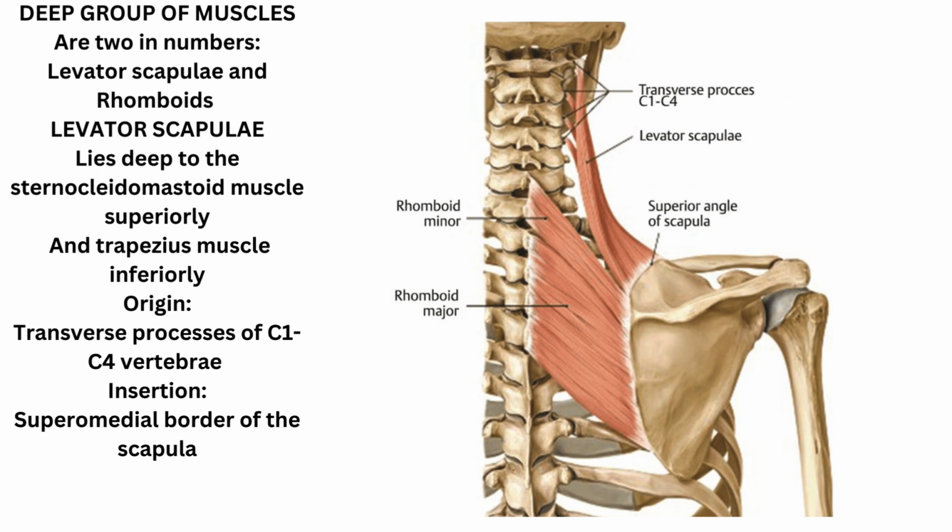Deep group of muscles are also two in numbers. They are levator scapulae and rhomboid muscles. Levator scapulae muscle lies deep to the sternocleidomastoid muscle superiorly and trapezius muscle inferiorly. It arises from the transverse processes of C1 to C4 vertebrae and attaches to the superomedial border of the scapula.